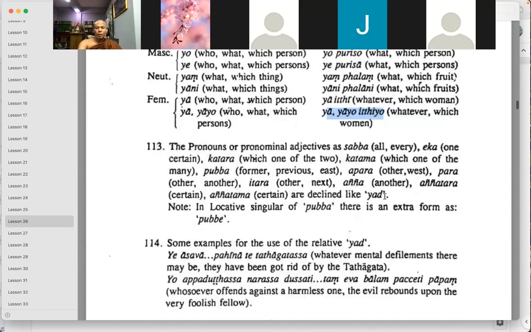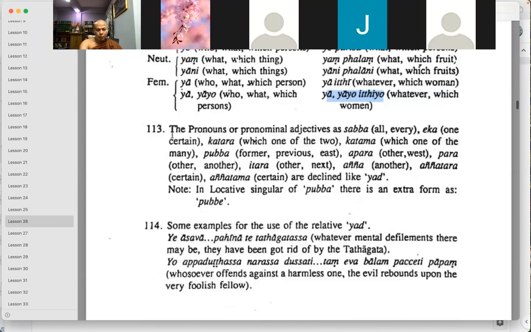Okay, and then here you see the pronouns or pronominal adjectives, as a subject, or every or whole. And eka is actually a numeral, so one or certain. Some scholars say that one is under the numeral, okay, one, but it has another meaning, certain, a certain one. At that time that one is also considered a pronoun.